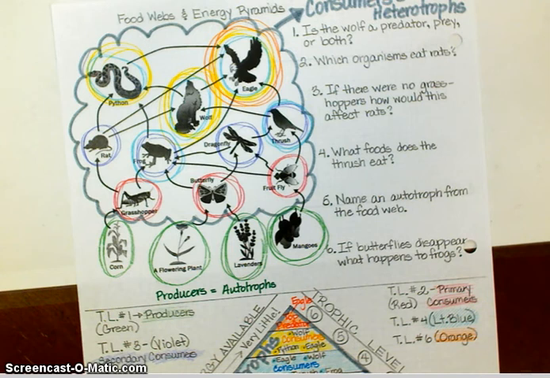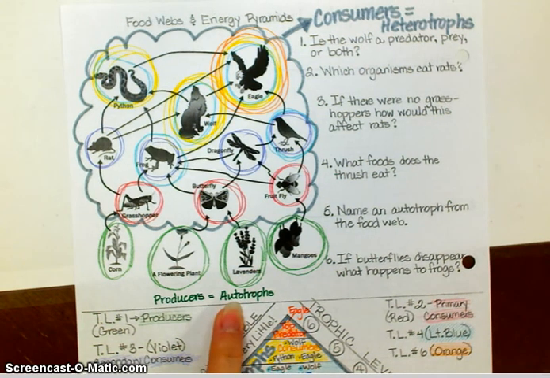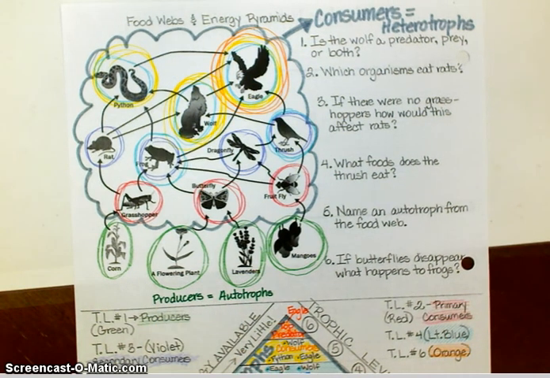Number 5 asks you to name an autotroph from the food web. Remember that producers are autotrophs. They're synonyms. They mean the same thing, basically. So you can name either corn, flowering plant, lavender, or mangoes.